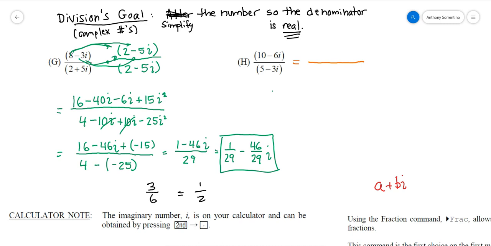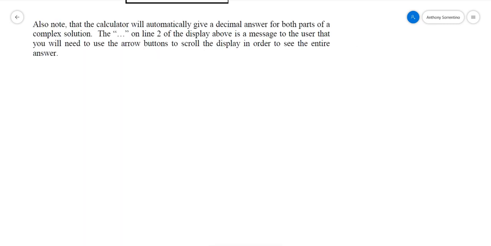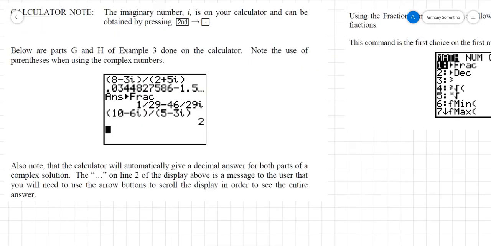I notice that the top is exactly 2 times 5 minus 3i. I can factor out a 2 from 10 minus 6i and end up with 5 minus 3i as a result. And going back to my fraction simplification rules, if I had the same thing on top and bottom of a fraction, they cancel. This cancels, this becomes a 1. So I essentially have 2 over 1, which is just 2.